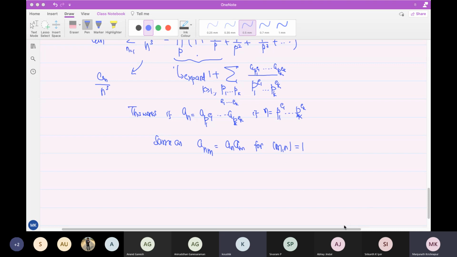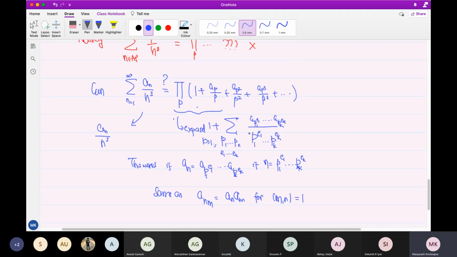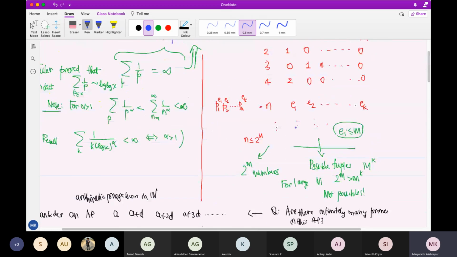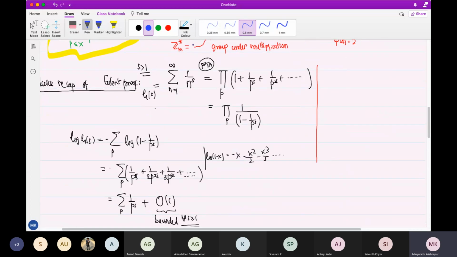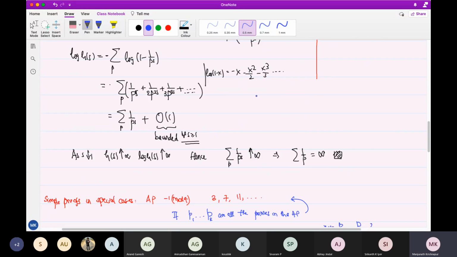Manju, can you hear me? Yes. I think you are missing the s on the right hand side. Okay, yeah, thanks. So this whole thing is to the power of s. I should have put s everywhere: p to the s, p to the 2s, p to the 3s. Just like here, where 1 by n to the s is a product of 1 plus 1 by p to the s, p to the 2s, etc.